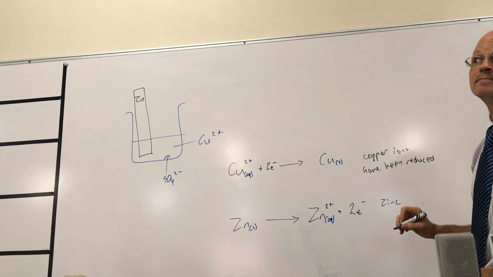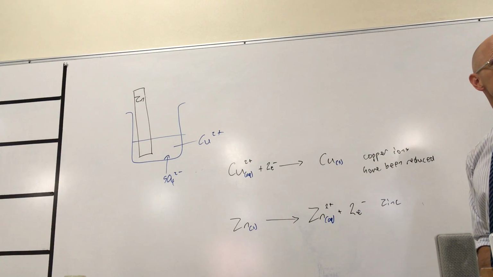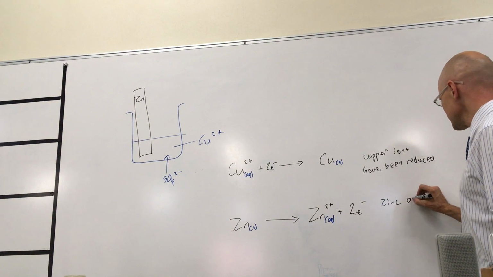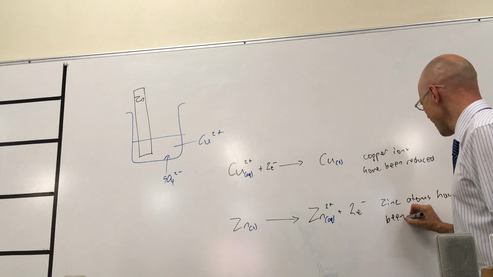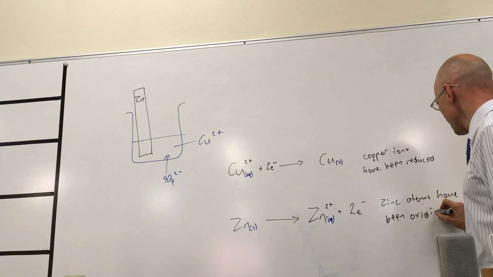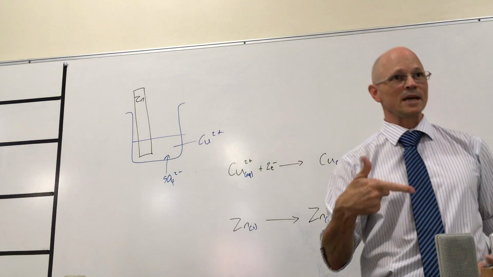Zinc has been oxidised. Is it ions? Is it atoms? What is it? Atoms. Zinc atoms have been oxidised. Once again, you can't have reduction without oxidation.